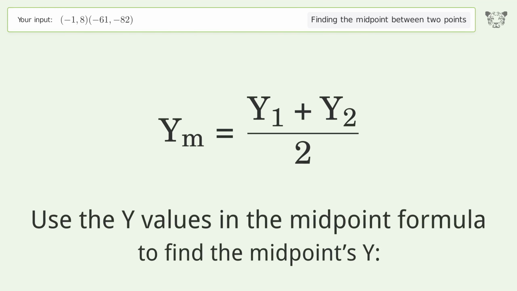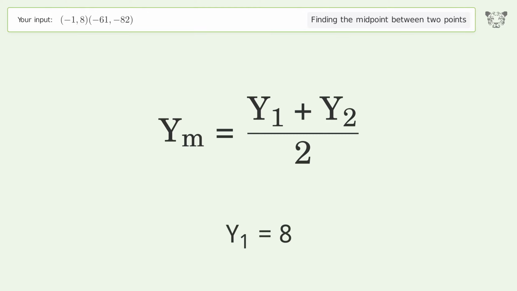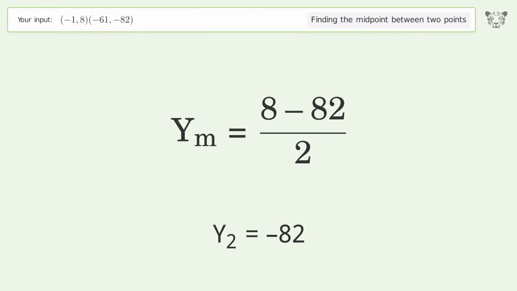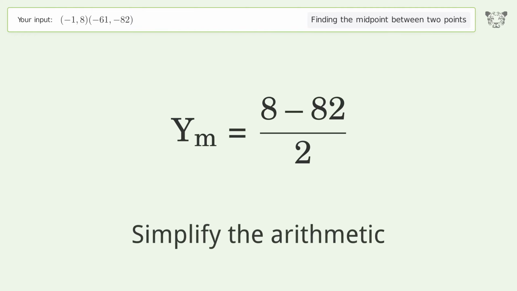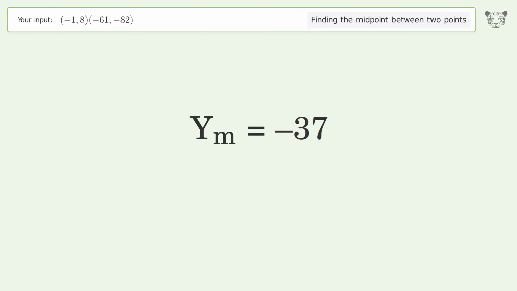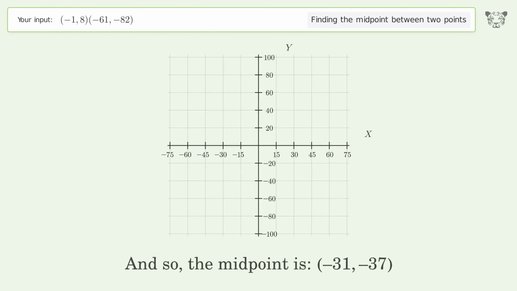Use the y values in the midpoint formula to find the midpoints y. y1 equals 8. y2 equals -82. Simplify the arithmetic. And so, the midpoint is -31, -37.